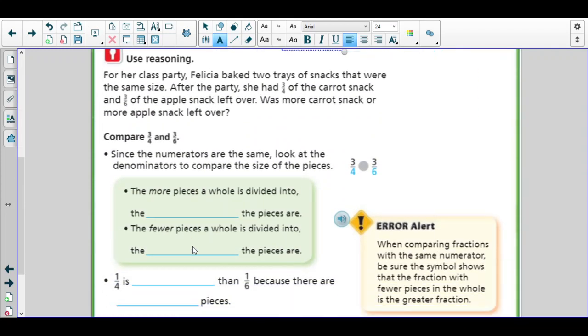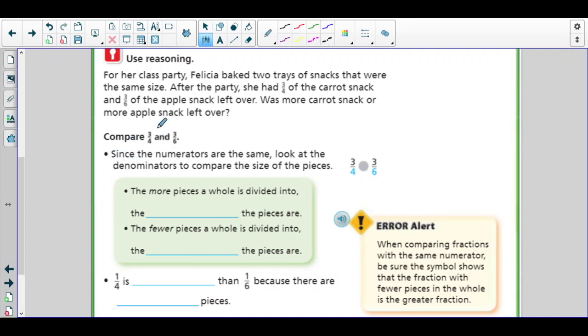Okay, here is this using reasoning. For her class party, Felicia baked 2 trays of snacks that were the same size. After the party, she had 3/4 of the carrot snack and 3/6 of the apple snack left. Was more carrot snack or more apple snack left over? Well, let's go ahead and see if we can get this. We could draw it out, but let's continue with what they're wanting to do here.